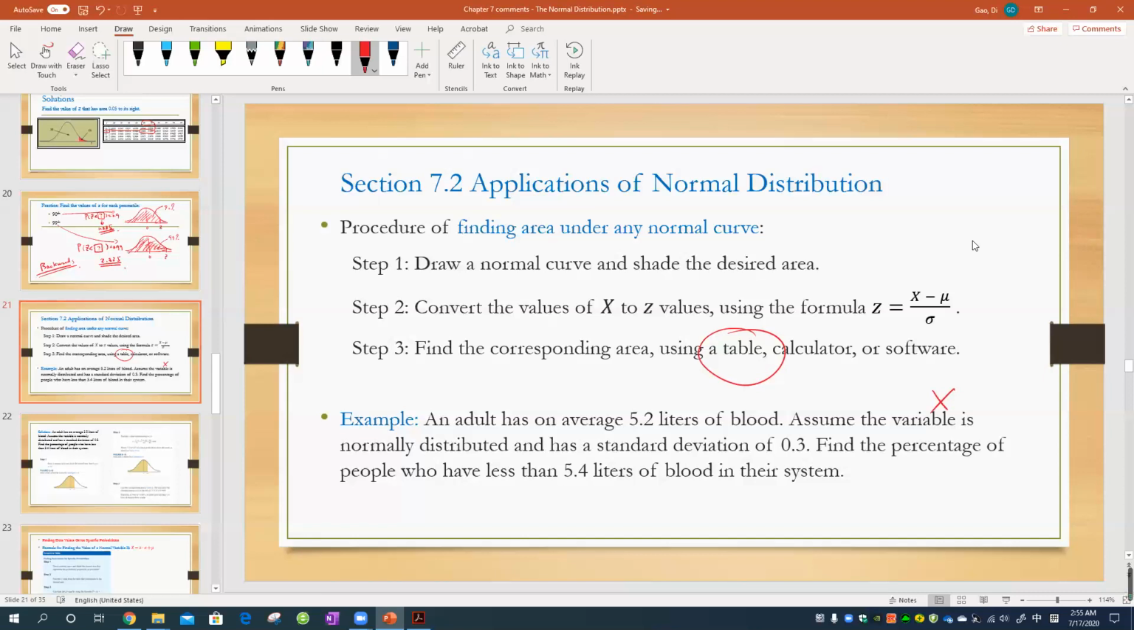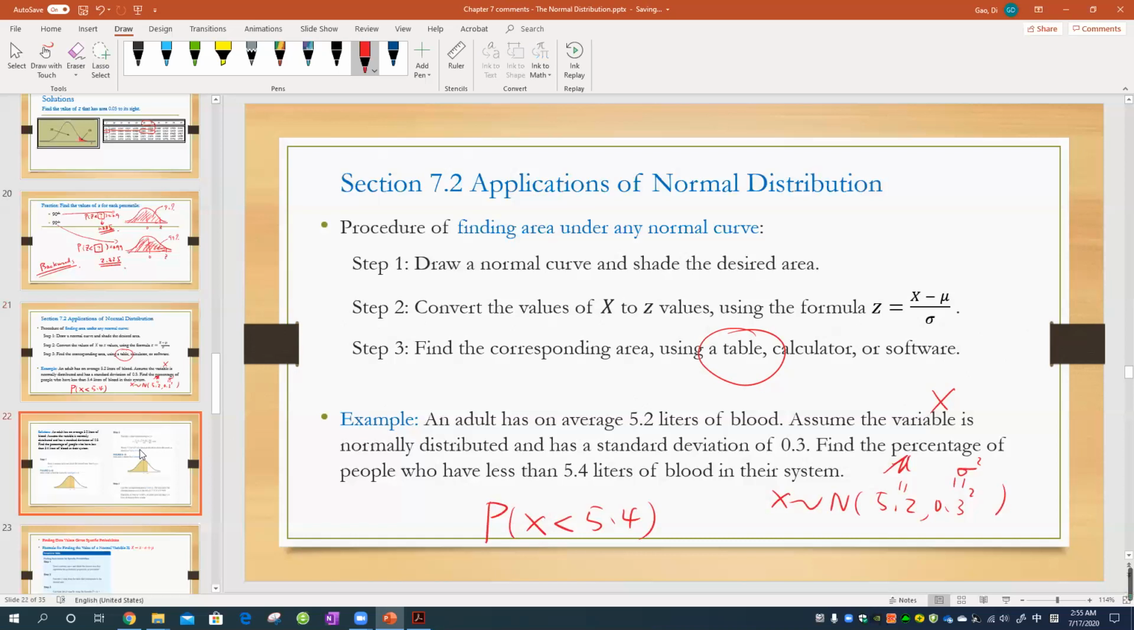This whole question we can rewrite using stat notation, which is the probability of x smaller than 5.4. And we know x follows a normal distribution with mean mu equals 5.2 and variance 0.3 squared, so this is sigma squared. So this is the condition, and then let's see how to solve it.